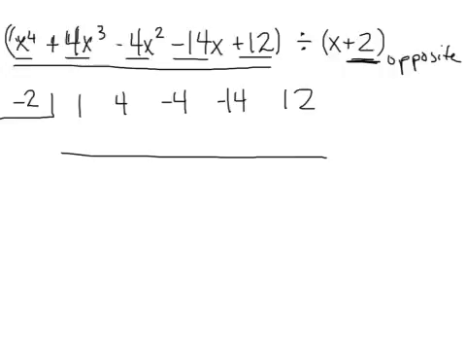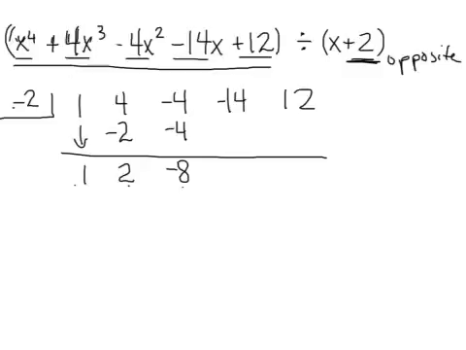Okay, now let's start the process. The very first thing we do is take that first number and bring it down. Then we take 1 times -2, and we get -2, put it over in the next column. Now we combine 4 plus -2 to give us 2. Then we take this 2 and multiply it by the -2 in the box. That's -4, and we place it right here. -4 plus -4 is -8.